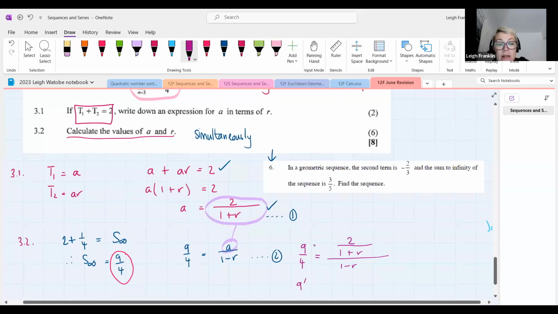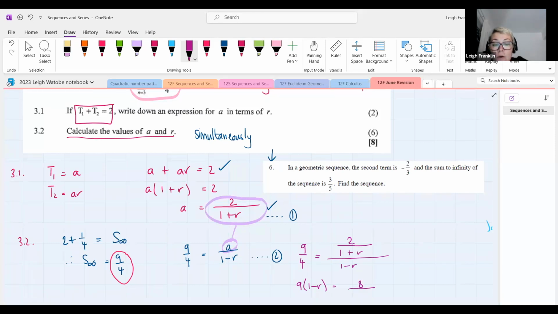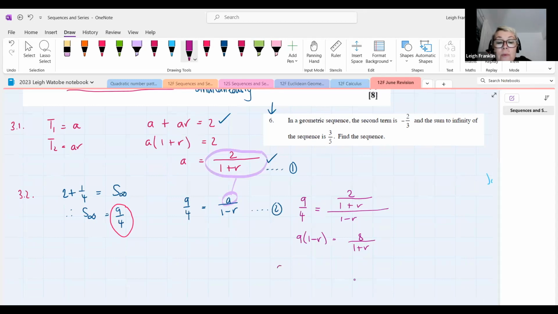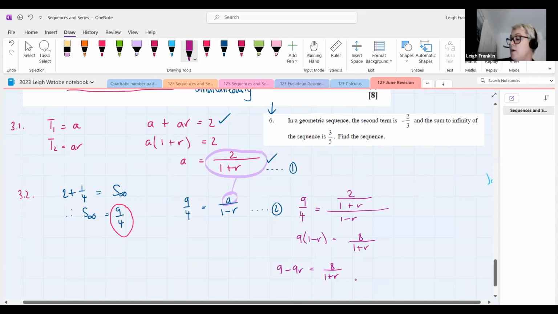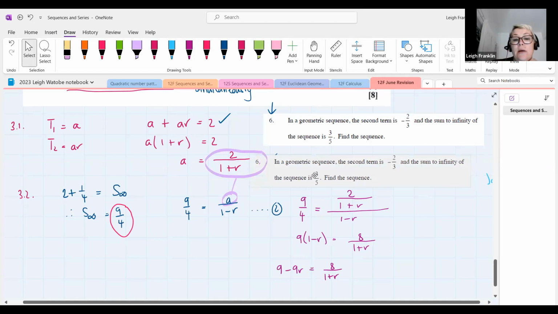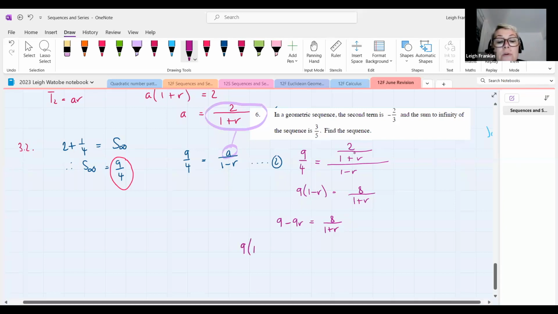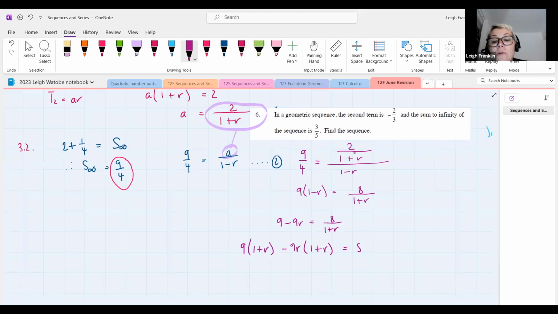So this is going to give us 9 times 1 minus r. And then when we multiply fractions, remember we multiply numerators, so we'd say 4 times 2, which gives us 8 over 1 plus r. This is very, very similar to the previous question. Removing our brackets, we would end up with 9 minus 9r is equal to 8 over 1 plus r. And again, we can multiply every term in the equation by the denominator. So that means we would have 9 times 1 plus r minus 9r times 1 plus r equals 8.